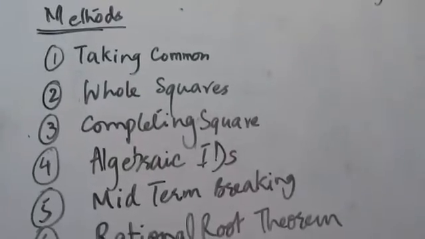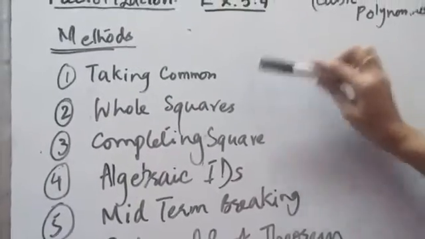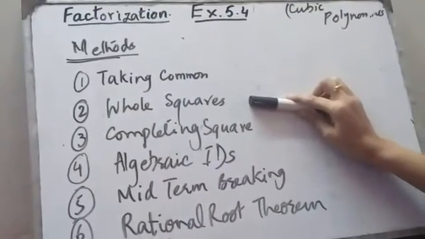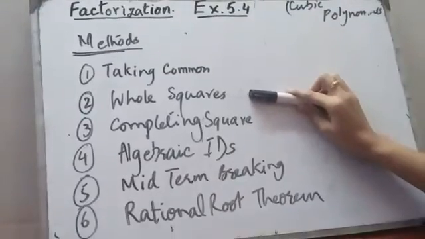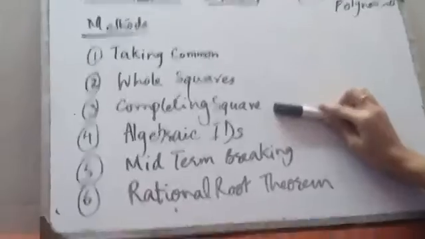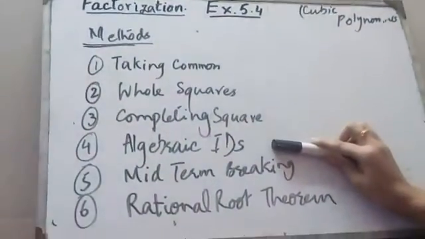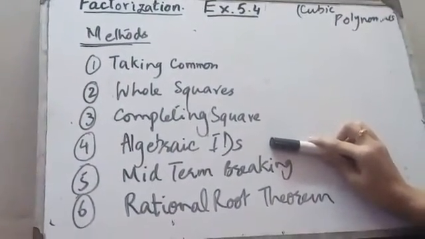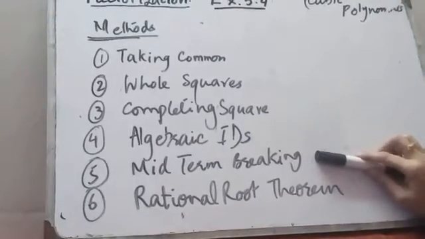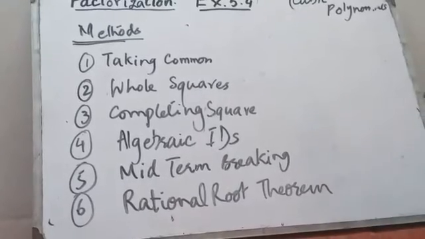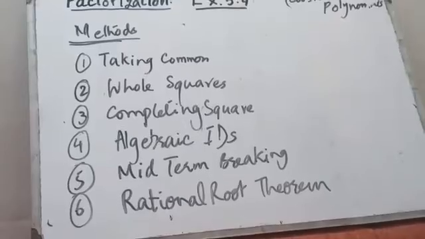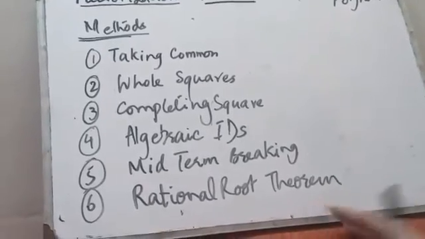The first method of factorization is by taking common. It is applied on every type of polynomial. The second method is whole squares. We look for whole squares. Expanded form is given. We close it to make it a whole square. Then we have completing the square, in which we add or subtract some term to make it a whole square. Then sometimes we apply algebraic identities of cubes or squares. Then we have middle term breaking, in which we break the middle term and then take common to factorize. And then the rational root theorem. Basically, it is an extension, or you can say the application of the remainder and factor theorem.